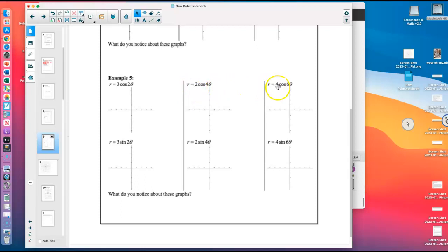But look at when you do 4, go do 4 cosine 6 theta. Not a butterfly. Still a rose curve. How many petals? When you do cosine 6 theta, how many petals are you seeing? You should see 12 of them, right? Now, again, it's not about being able to graph these super accurately. It's about knowing what they will make.